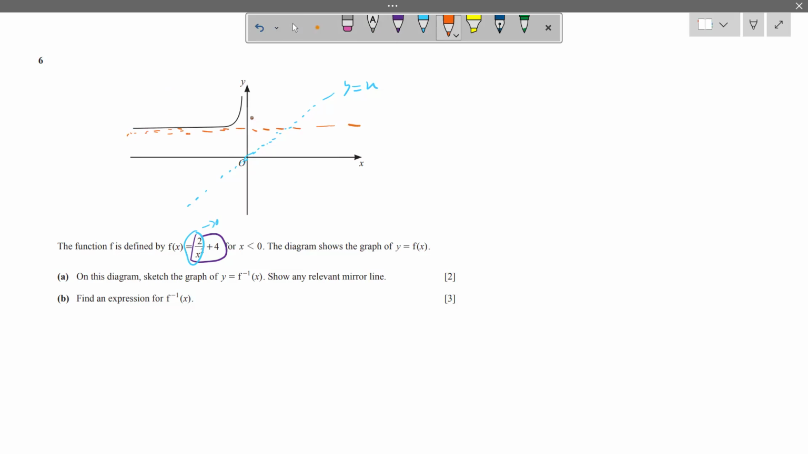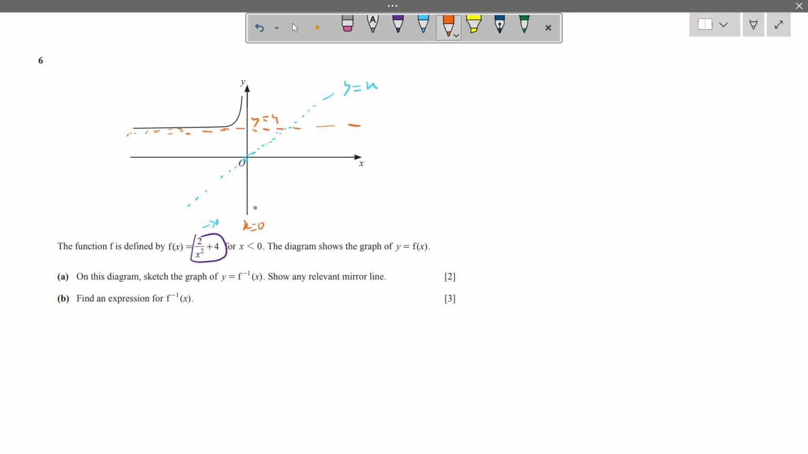And this here is y equals 4. And then it also has a vertical asymptote where, notice that the denominator has x squared. So the denominator cannot be 0. That means it also has a vertical asymptote at x equals 0.